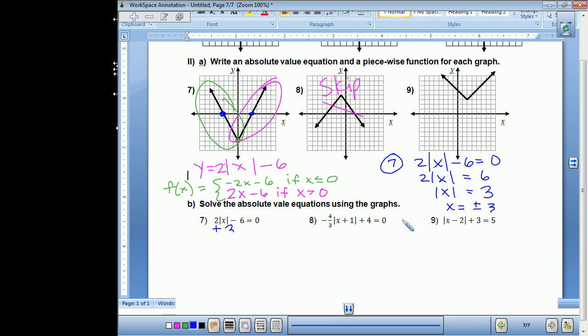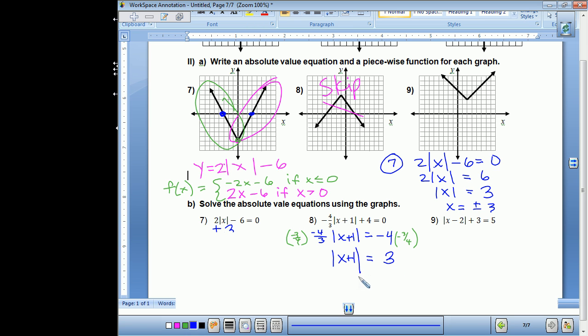And the way we do that is we move the 4 over. Divide by 4/3 and multiply by the reciprocal, negative 3/4. And so we get the absolute value of x equals 3.